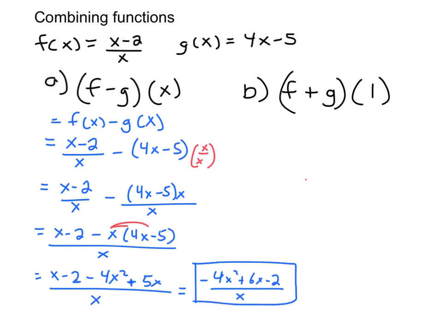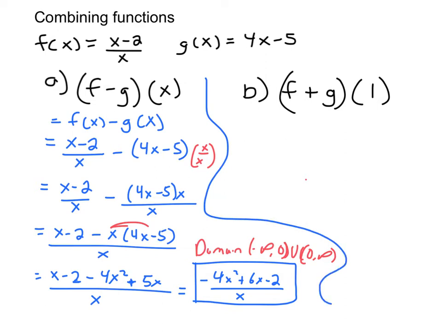Now, what's the domain of this? Well, the domain would be anything except 0, right? Because the bottom cannot equal 0, so x can't equal 0. So the domain for this one would be negative infinity to 0, and then 0 to infinity, where you're excluding 0 with the soft parentheses.